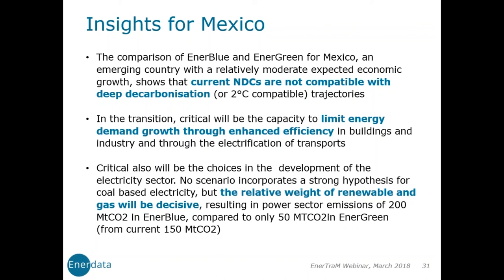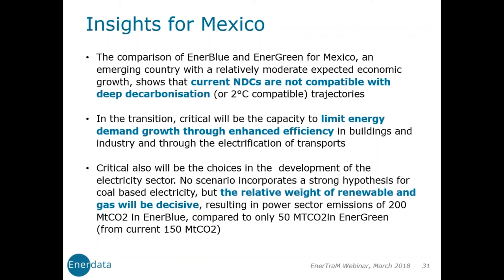In the transition, critical will be the capacity to limit energy demand growth through enhanced efficiency in buildings and industry and through the electrification of transports. Critical are also the choices in the development of the electricity sector. While no scenario incorporates a strong hypothesis for coal, the relative weight of renewable and gas will be decisive.